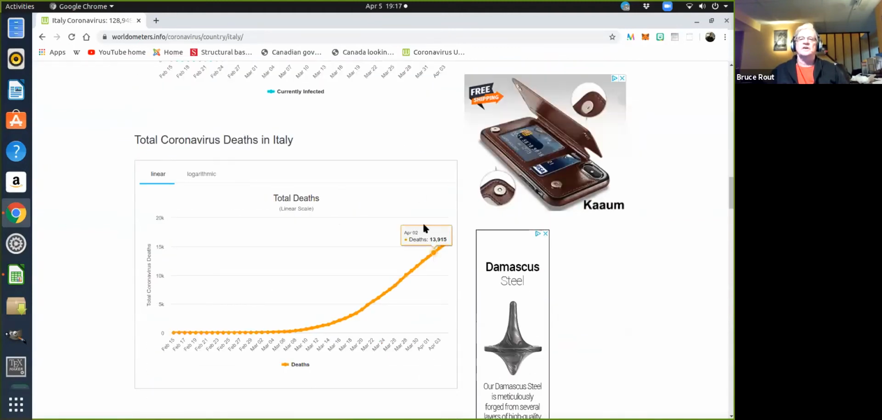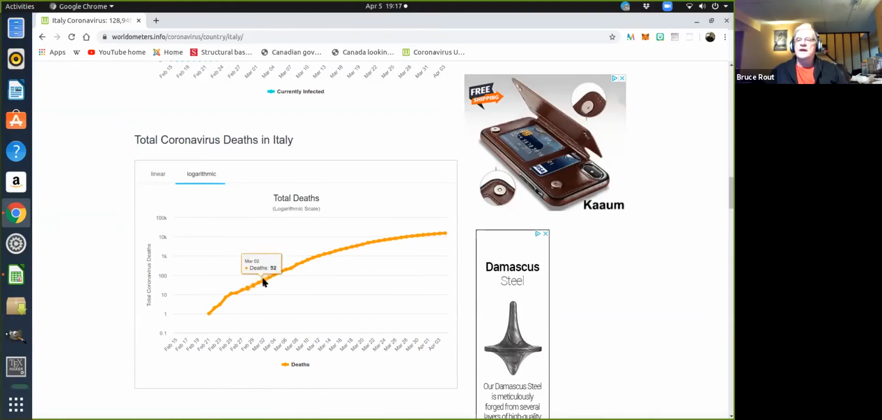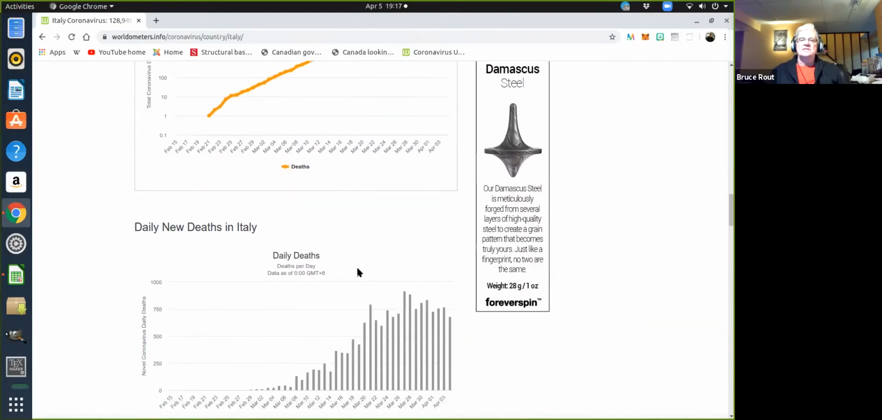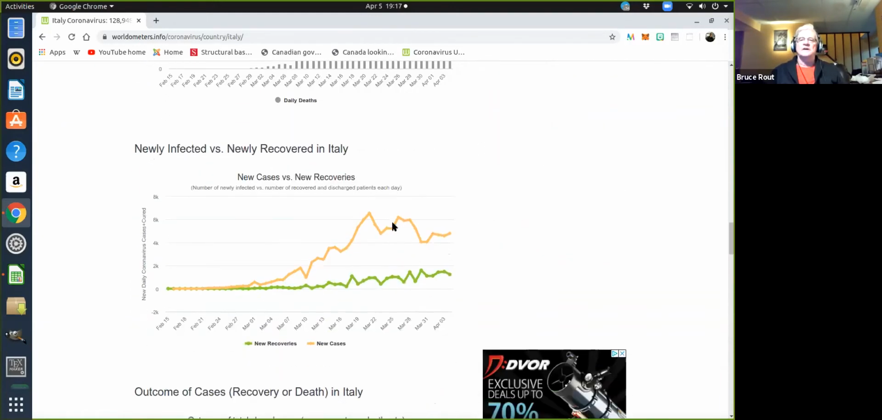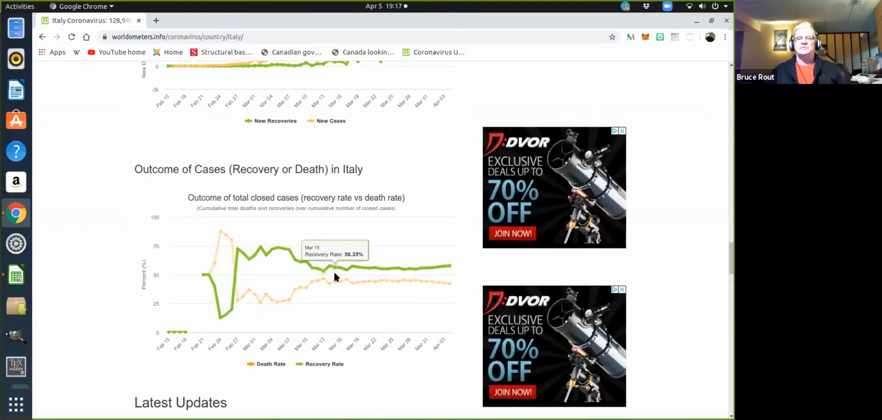Total number of deaths is interesting because when we go logarithmic, we again see this scale that matches. Basically, the growth rate matches with this. The death rate, we do have this as new cases versus recovery. This is the death rate here.